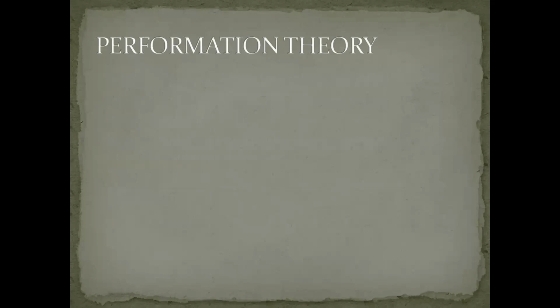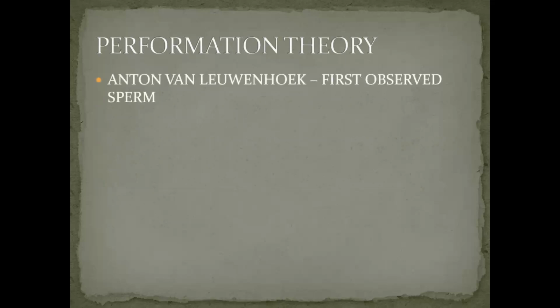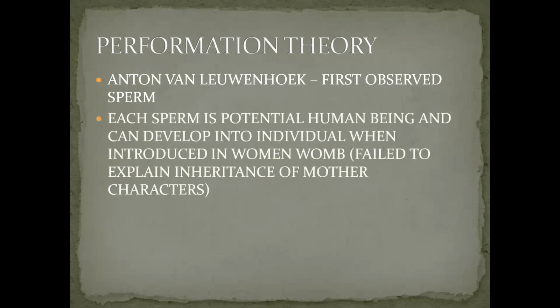Then preformation theory, Anton van Leeuwenhoek. He first observed sperm. Now here something called sperm is coming. He was also known as the father of microbiology. He was the first to make a microscope, the first microscope. That's why he was able to see the sperm. What he used to say? Each sperm is a potential human being.